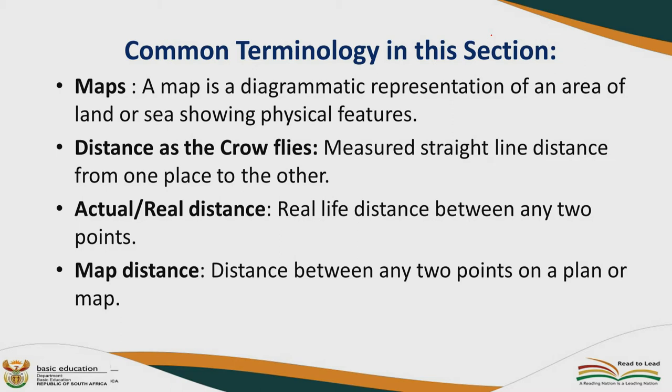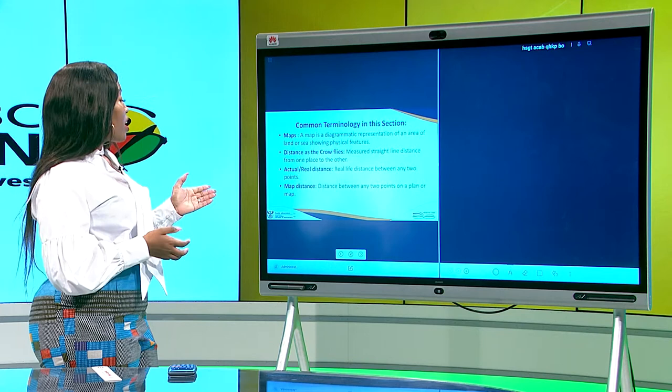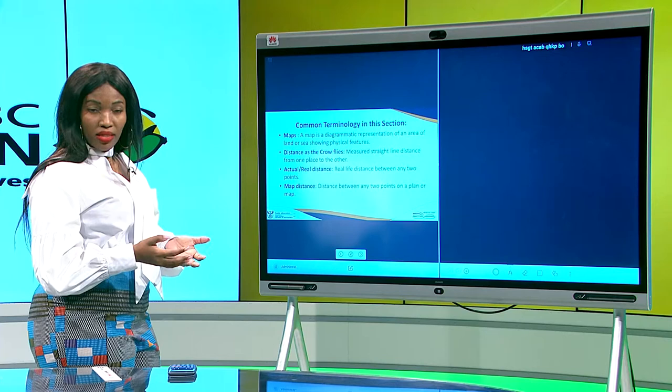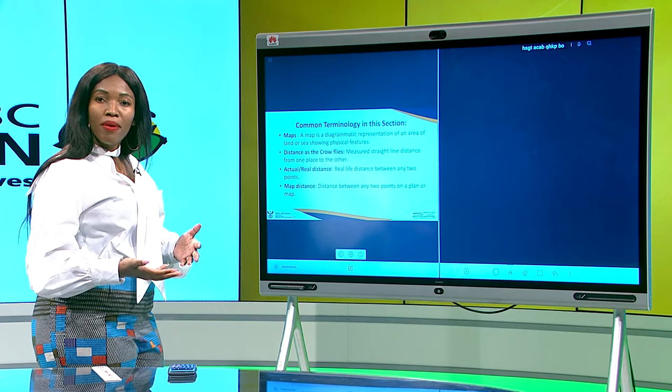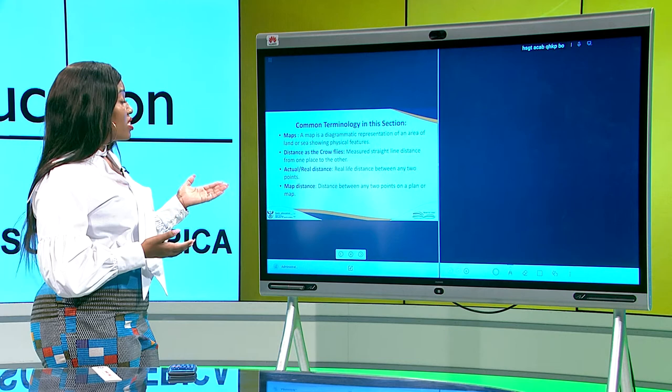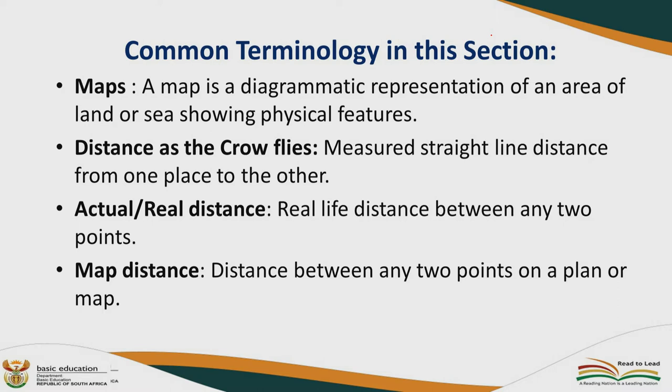We have the actual distance, which is the real distance between any two points or any two places on a map. It is normally calculated in kilometers, depending on the instruction from the exam paper. And then we have the map distance, which is the distance between any two points. Other books will say it's the distance on the paper or the distance on the photograph. All of those mean the same thing. It is the distance between any two points on a map or a plan. So these are the different terminologies that we are going to come across as we deal with the section of maps and scales.